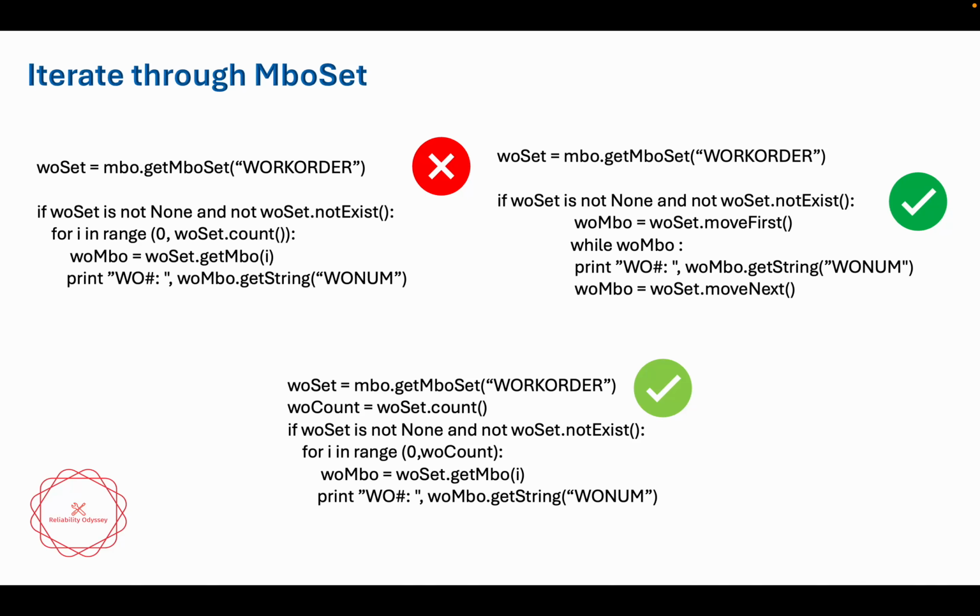So far we have seen different concepts. We have seen MX server. We have also seen what the role of MboSet is and why we have to access MboSet. What are the different ways by which we can fetch the MboSet.